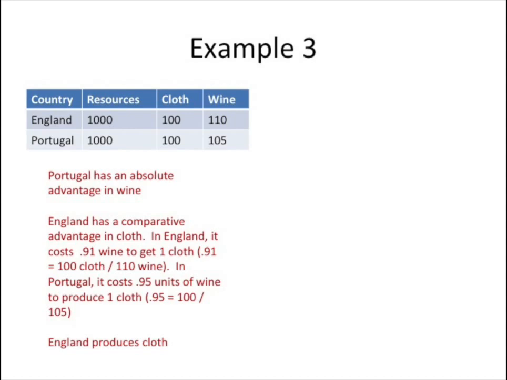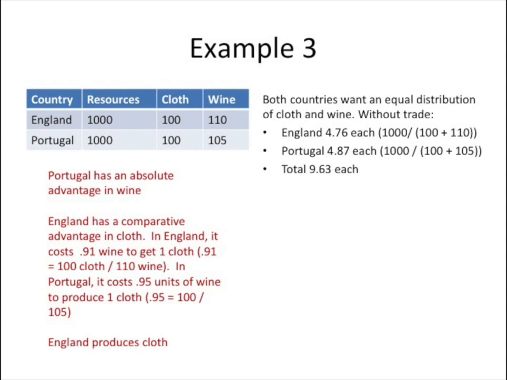England has the comparative advantage in cloth production. In England, it costs 0.91 wine to get one cloth. In Portugal, it costs 0.95 units in wine production to get one cloth. England produces cloth. You would have sort of expected that result because of Portugal having the absolute advantage in wine production and England and Portugal requiring the same units to produce cloth.